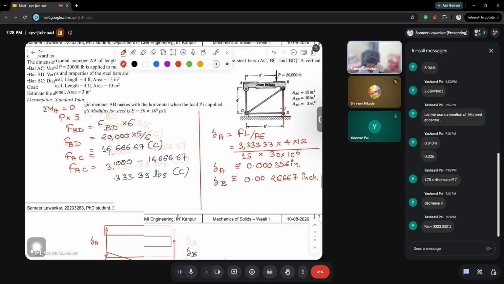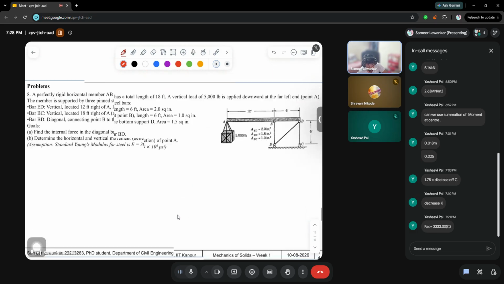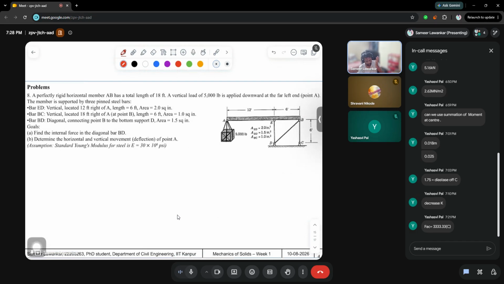So now let us try to solve this question. Again, a very good question. Please try to solve this question. At least try to calculate the internal forces in the diagonal bar PT. Again, a concept using delta equals FL upon AE and so on. So try to solve this question and give me the answers for this.